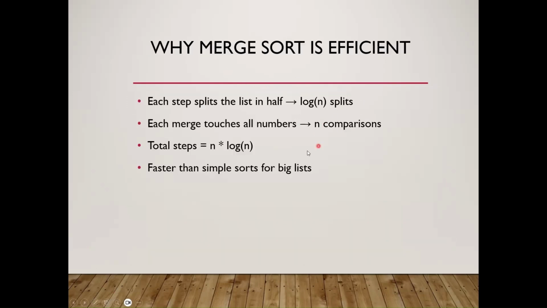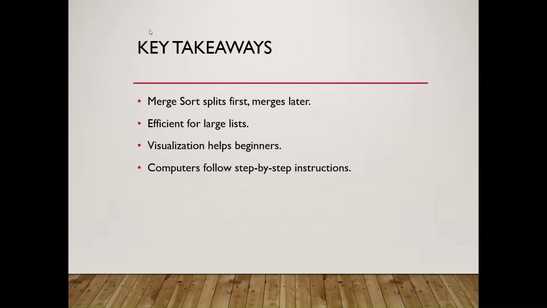This just talks about the efficiency because it keeps halving the arrays, so that's why log n. But since it touches all the numbers, n comparisons are necessary. The total steps would be n log n. So it's faster for bigger arrays than the selection sort or bubble sort or insertion sort. Now, just to summarize, merge sort starts by splitting the arrays first, and once it reaches the 1 element array, it just starts sorting and merging them back into sub arrays until the final array, and it is efficient for large arrays.